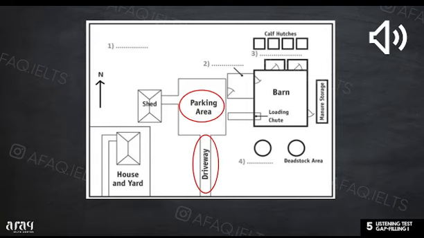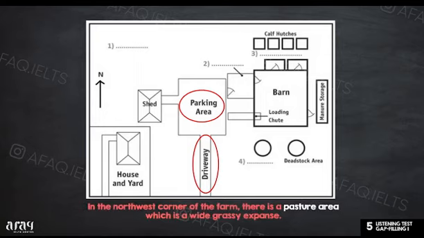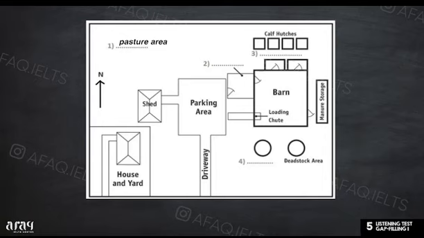and key selling point. This sentence takes you to the area where question 1 is. In the northwest corner of the farm, there is a pasture area, which is a wide grassy expanse. So, pasture area, the first answer. Now, let's listen to the part with the answer to number 2.